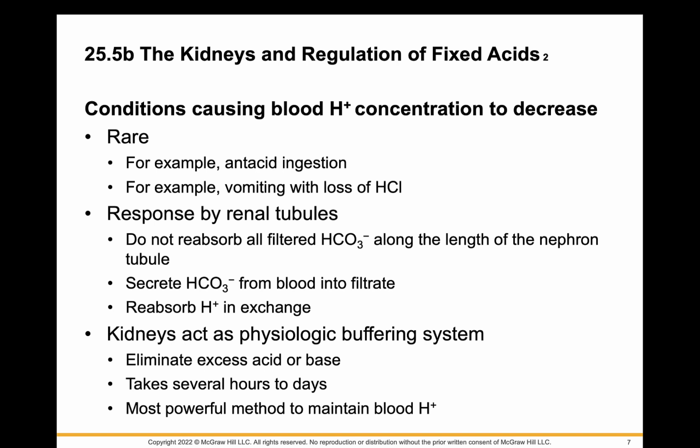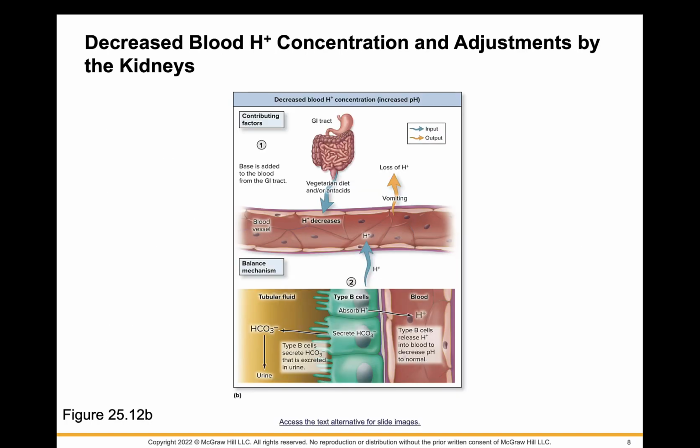Now here, the kidneys are acting as a physiologic buffering system. What they are actually doing is eliminating excess acid or base. This is something that takes a long time to occur, but it really is the most powerful mechanism we have to maintain blood pH. Now here, let's take a look at the diagram.